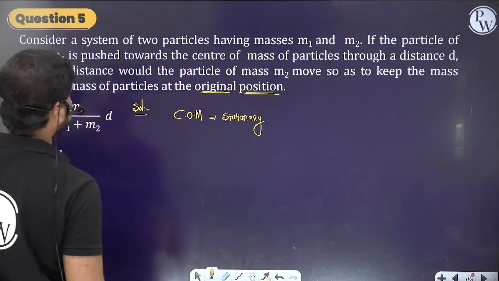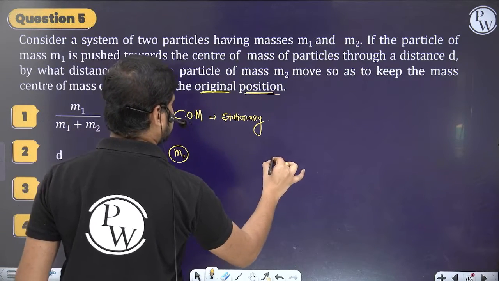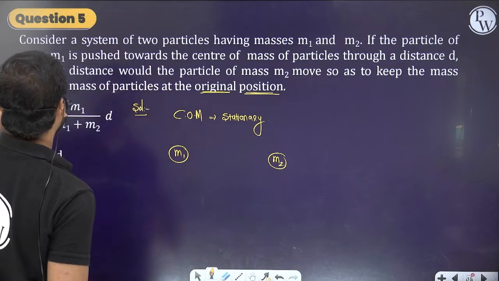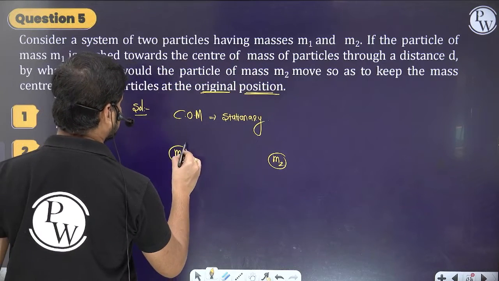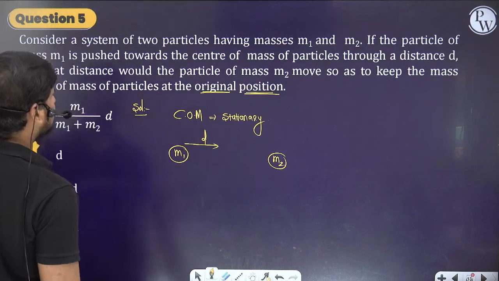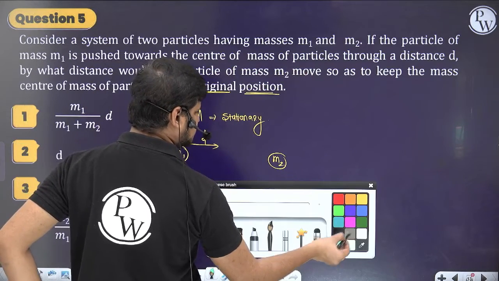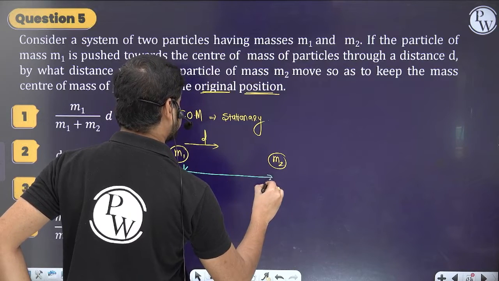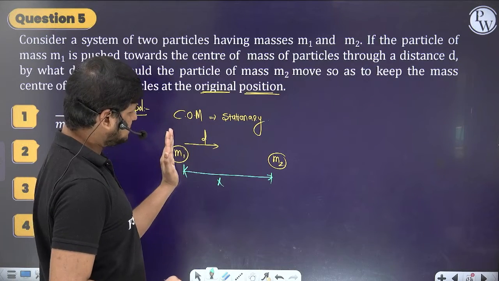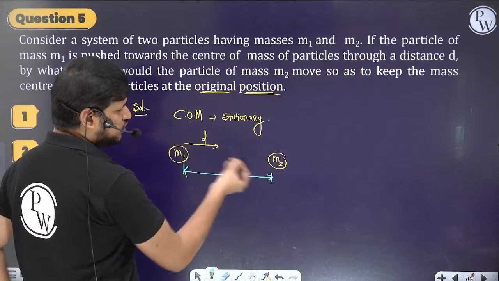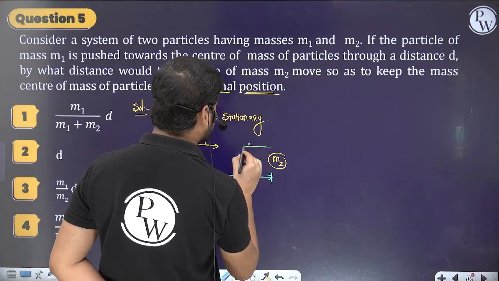Consider a system of particles m1 and m2. Here is m1 and here is m2. If the particle of m1 is pushed towards the center of mass through a distance d, let this distance be d, by what distance should m2 be moved to keep the center of mass stationary? Same concept, same question. Let the total distance be some x. It is moved this side by d, so now it should be moved to the other side to keep the center of mass stationary. So the m2 block should be moved to the left.